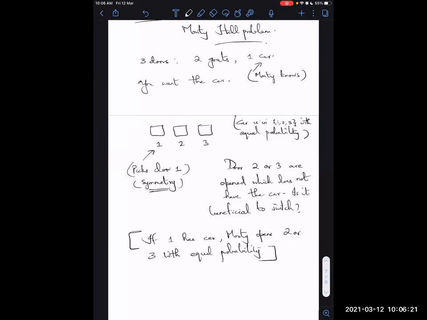So when Monty opens one door, you only have one or three to choose from. But when you have a million doors, you have almost every door left. Only one door has been chosen by you, and it's almost sure that the car would be behind one of the other doors. That's all I'm trying to say. So switching is always beneficial in that case. We'll also prove that it's beneficial to switch even in this case.